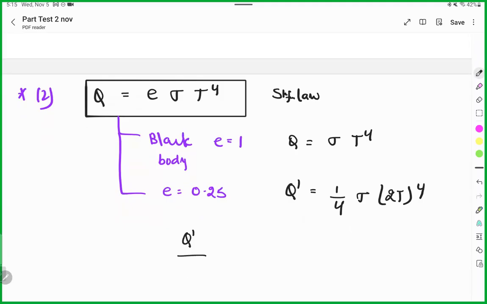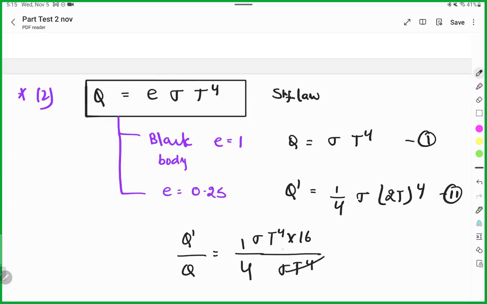So you can take the ratio of both equation 1 and equation 2. So what is the value here? 1 sigma T to the power 4, and here 2 raised to power 4 is 16, multiplied by 1 by 4. Sigma and T cancel, 16 by 4. So what is the new heat? 4 times the old heat.